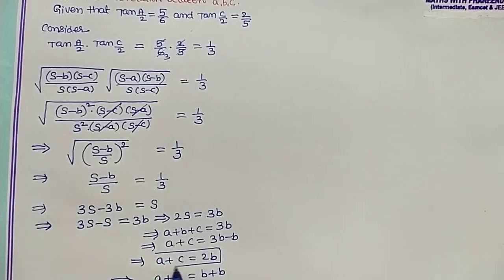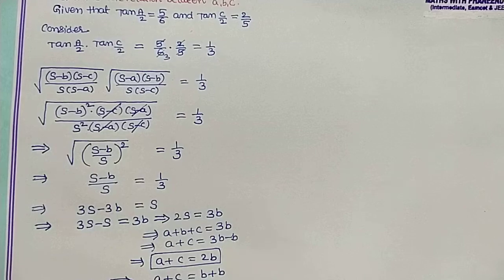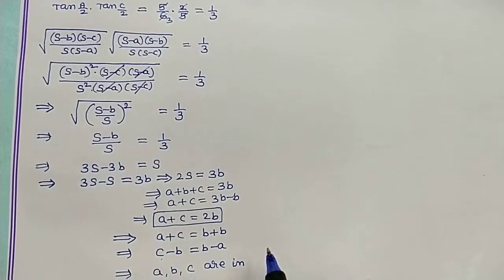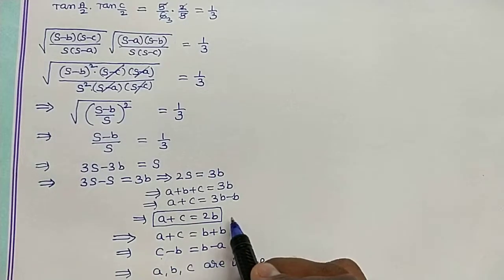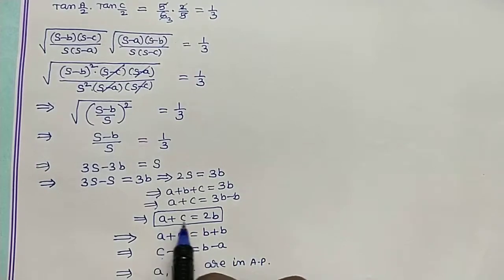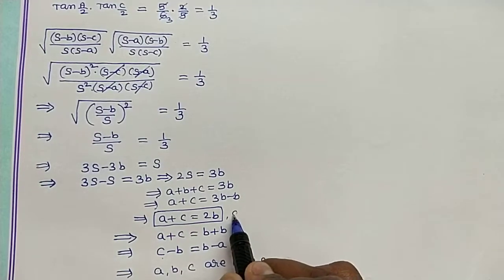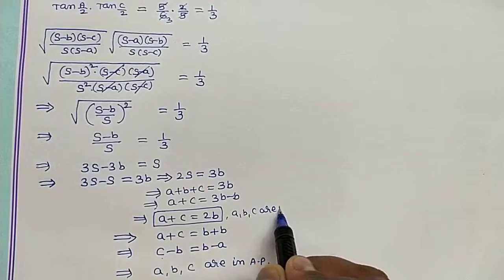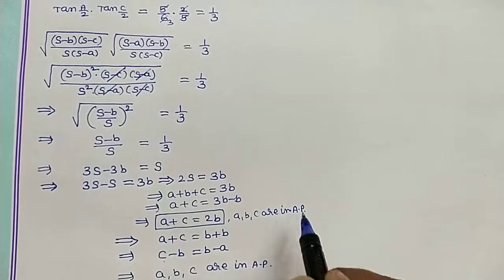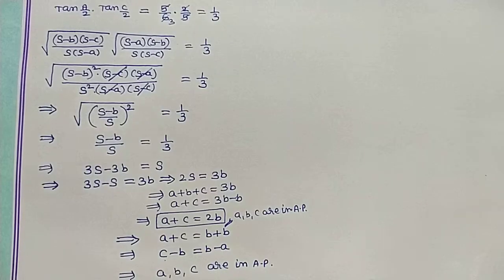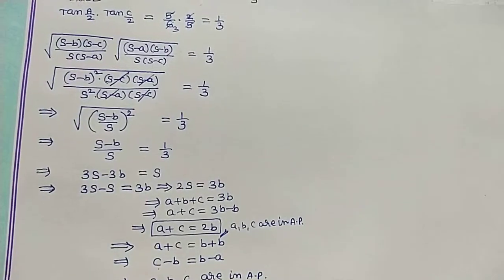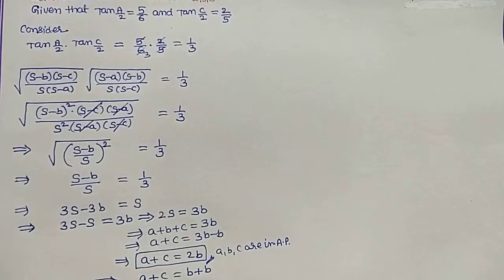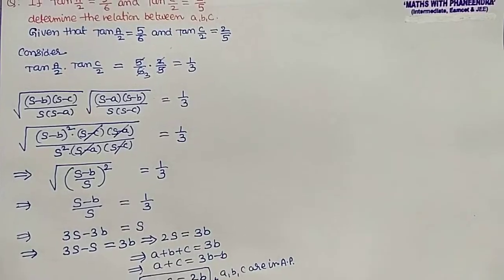Or like this also, from this step only we can decide a, b, c are in AP or arithmetic progression. Even here also you can finish it. A plus c equal to 2b, then a, b, c are in arithmetic progression. We can stop here also. Otherwise, we can proceed this way also. Whichever the method is easy for you, you can proceed. Thank you. We'll move to the next question.